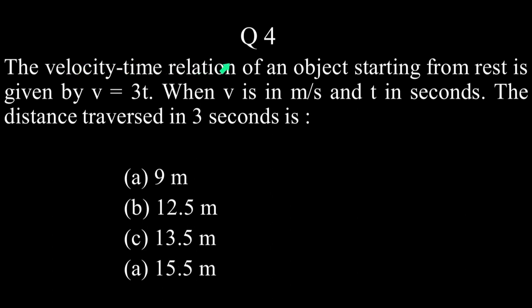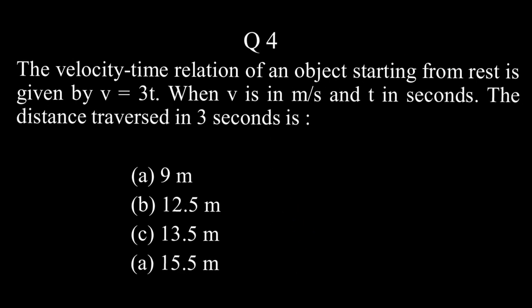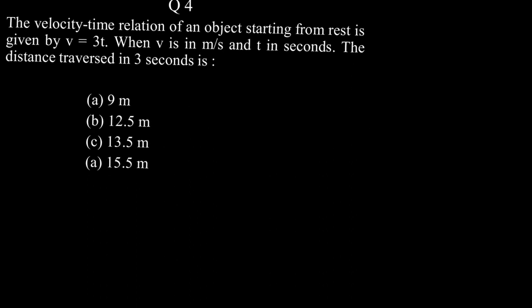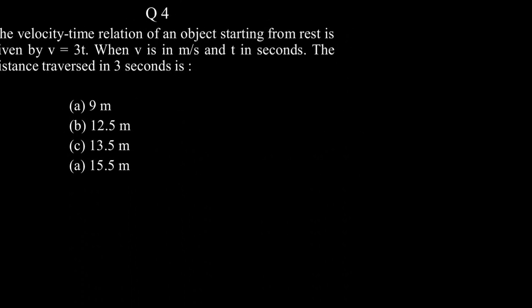The velocity time relation of an object starting from rest is given by v is equal to 3t, where v is in meter per second and t in seconds. The distance traversed in 3 seconds is. Very good question. Again, a direct application of integration. So let's start solving this question by writing down the given details.